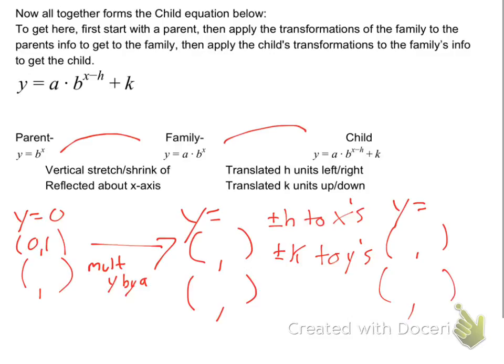You build from one. You found the parent. From there, you use the parent's information to get to the family. And once you get to the family, you springboard off of that to get to the child, and then you just graph the child. I could care less what the others look like. It's only three things: an asymptote, a point, and a point. And we've done that now about 6 or 7 times.